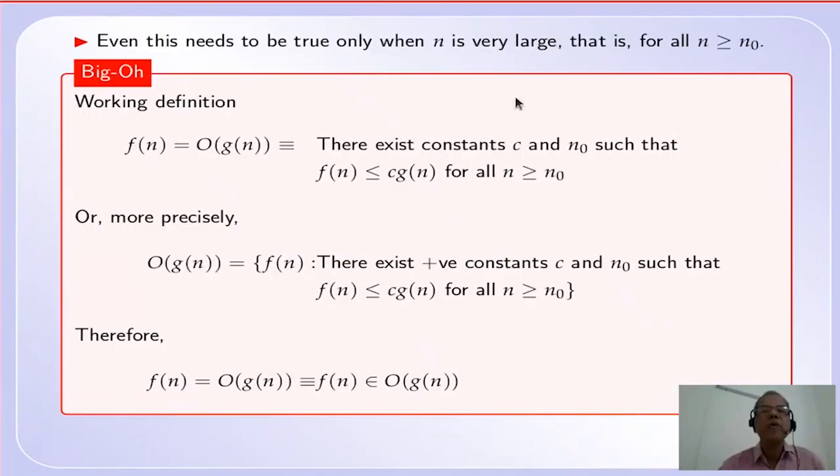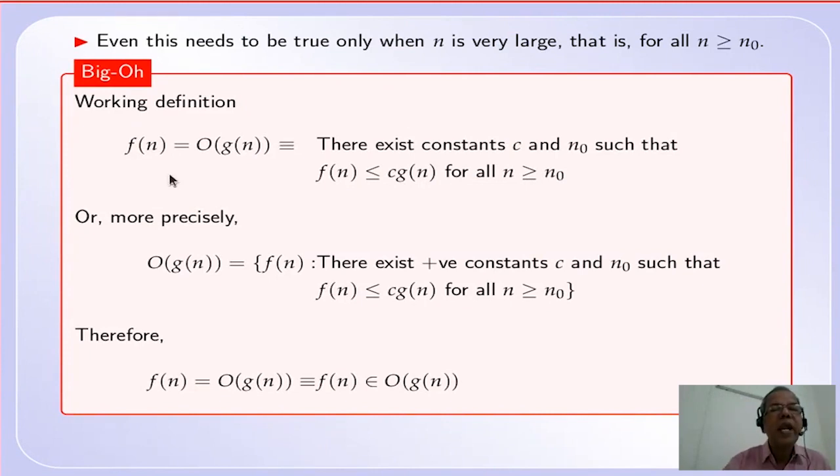big O, working definition. f of n is big O of g of n is equivalent to saying there exist two constants c and n0 such that f of n is less than or equal to c times g of n for all values of n larger than or equal to n0. This n0 itself may be very large. It may be 1, 10, 100,000, anything it may be.